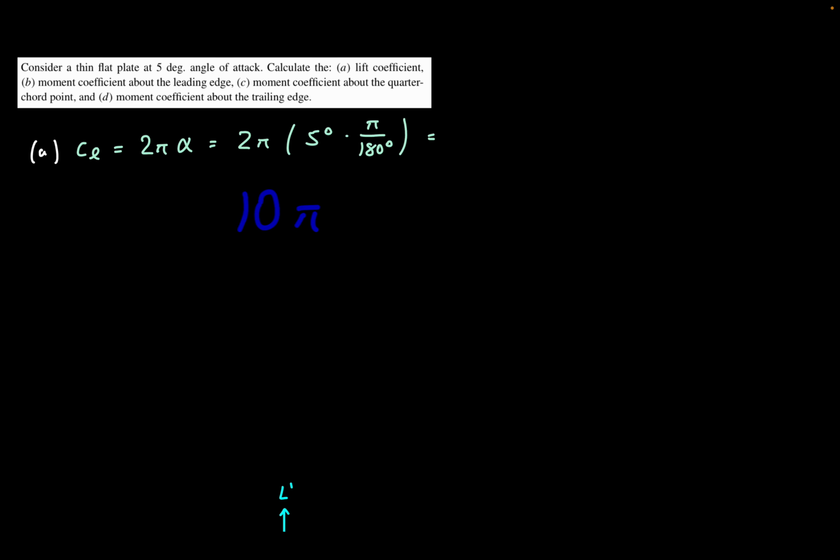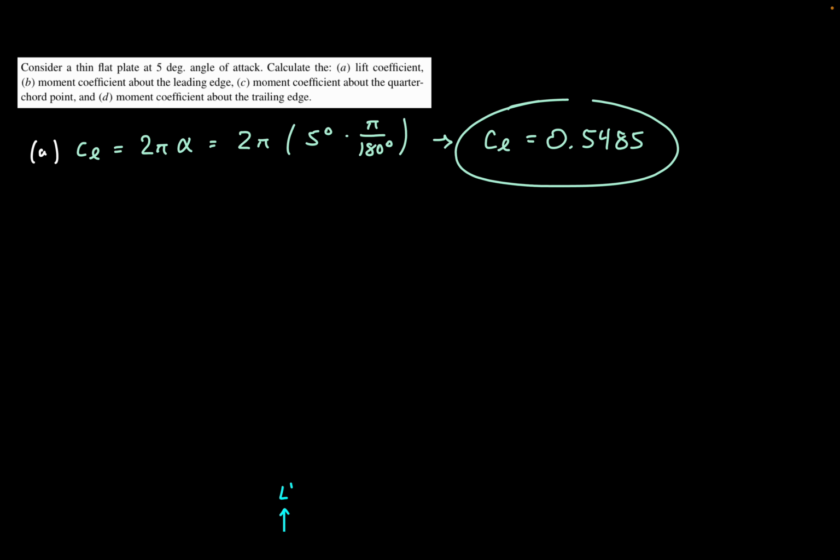would get 10 pi, which is essentially greater than 30. That'd be a very significant coefficient of lift for a wing, which would be a very great plane, but that'd also be an indication that something might be slightly off because it's a very, very high lift coefficient. But anyways, we'll take our alpha and convert that into radians. That'll give us a coefficient of lift equal to 0.5485.